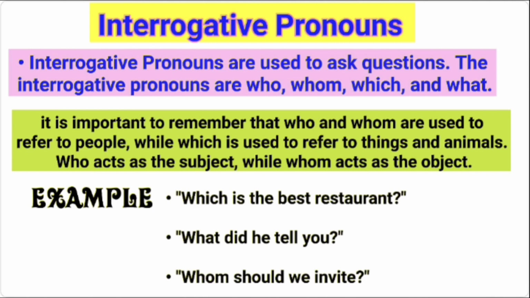Our next pronoun is interrogative pronouns. Interrogative pronouns are used to ask questions. The interrogative pronouns are who, whom, which, and what. So students, it is important to remember that who and whom are used to refer to people, while which is used to refer to things and animals. Who acts as the subject, while whom acts as the object.